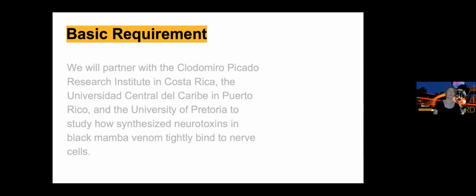Okay, so my basic requirement: we will partner with this research institute in Costa Rica, the Central de Caribe, my Spanish is terrible, in Puerto Rico, and the University of Pretoria to study how synthesized neurotoxins in black mamba venom tightly bind to nerve cells. Completely functional paragraph. I want to be clear, this is the type of paragraph you would lead with. I'm going to do this. I've got my partners. We're going to go. Fine. Check the box. Submit the proposal.